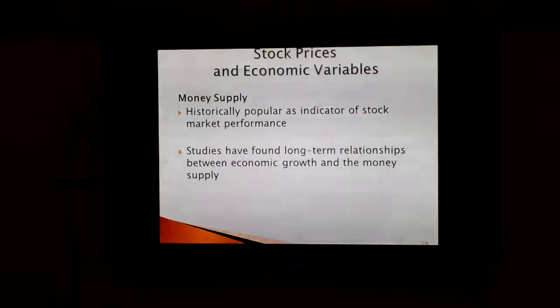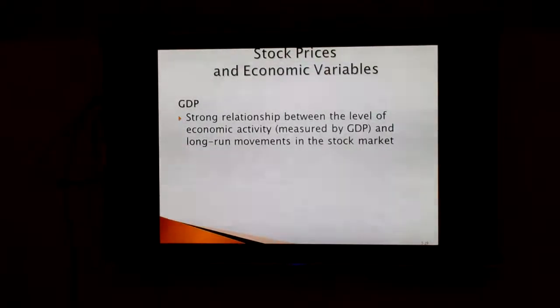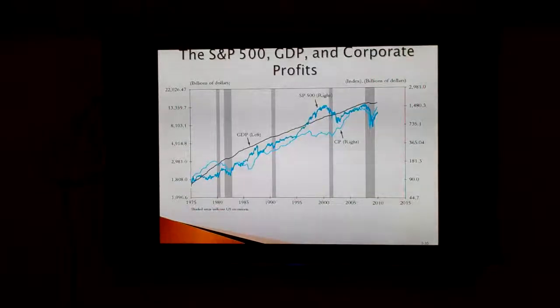Okay. Money supply is historically popular as an indicator of stock market performance. Studies have found long-term relationships between economic growth and the money supply. Same thing with GDP: there's a strong relationship between the level of economic activity measured by GDP and the long-run movements of the stock market. A simple graph here of GDP, the S&P 500 and corporate profits. You can see that they move pretty closely in line.